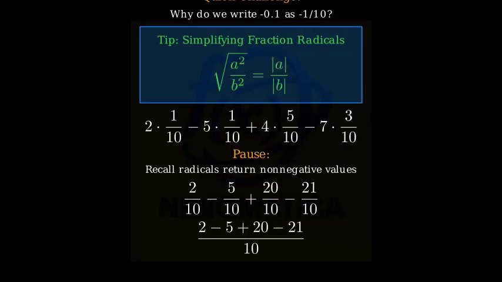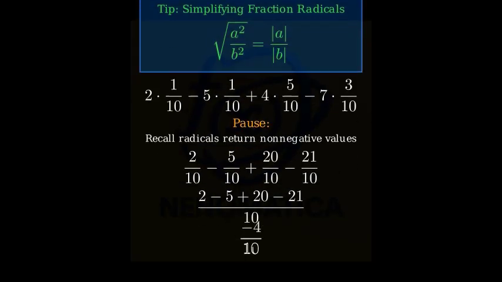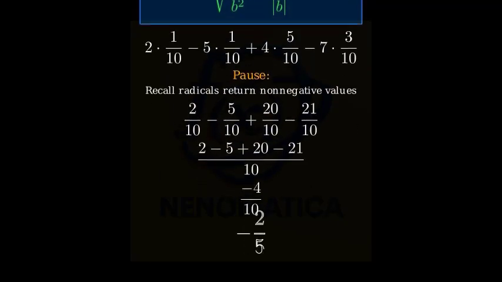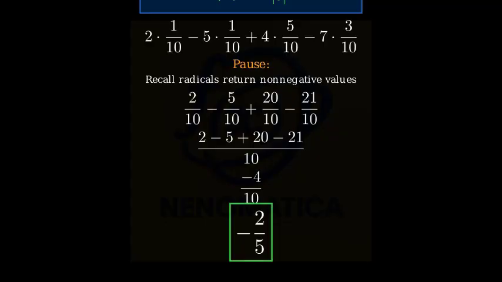In step 5, we compute the numerator. 2 minus 5 is negative 3. Negative 3 plus 20 is 17. And 17 minus 21 is negative 4. So our expression is negative 4 over 10. Finally, in step 6, we reduce this fraction to its simplest form. Negative 4 over 10 simplifies to negative 2 over 5 by dividing both numerator and denominator by 2. So our final answer is negative 2/5.